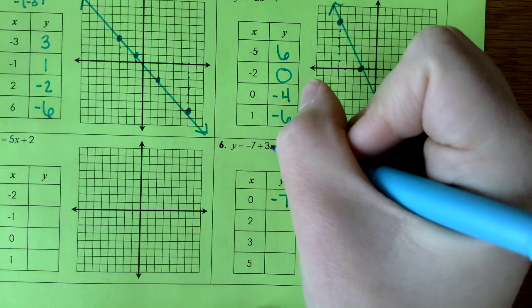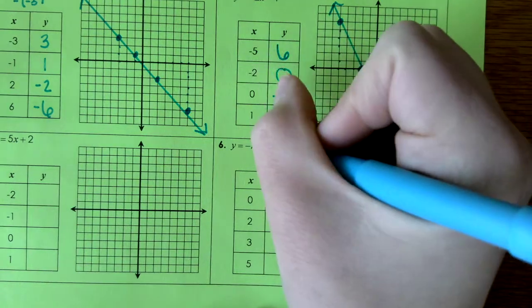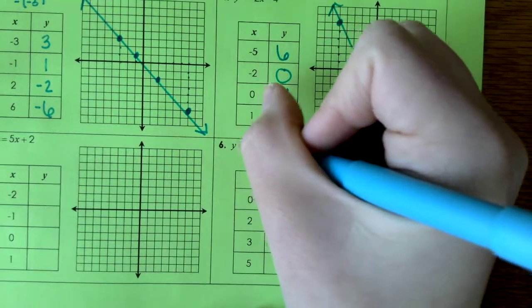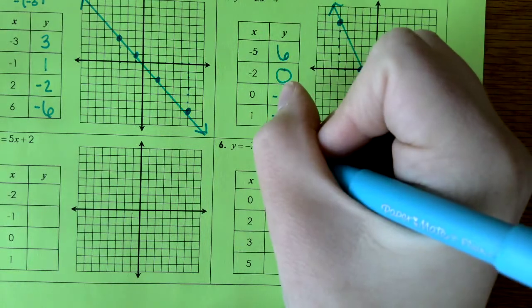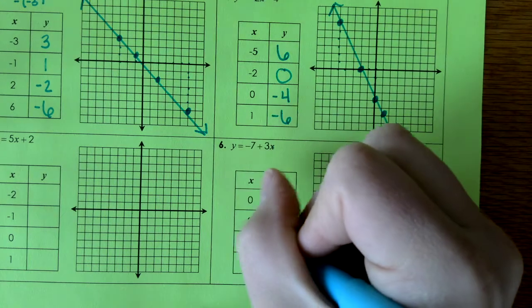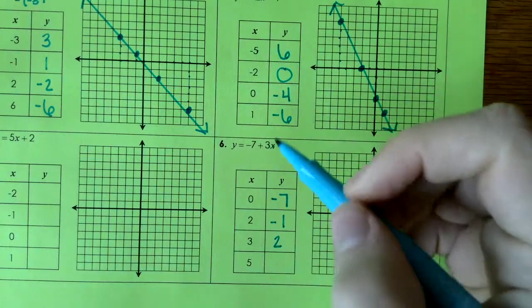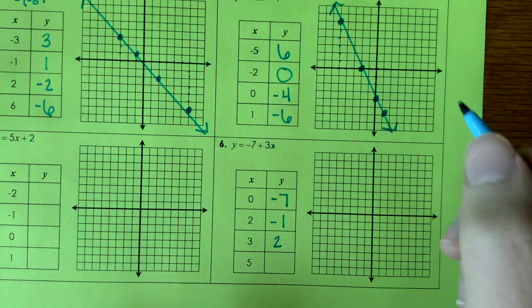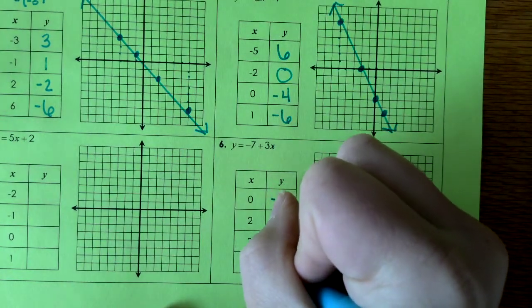Then I have 3 times 2, and this is a positive 3, so I don't have to worry about anything there. 3 times 2 is 6. Negative 7 plus 6 is going to give me a negative 1. Then I have 3 times 3, which is 9. Negative 7 plus 9 is a positive 2. And now finally I have 3 times 5, which is 15. Negative 7 plus 15 is going to give me a positive 8.